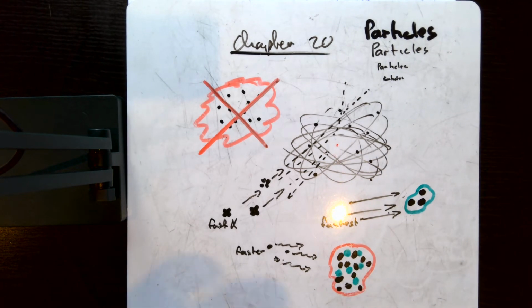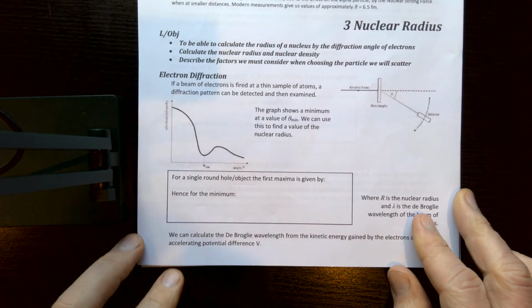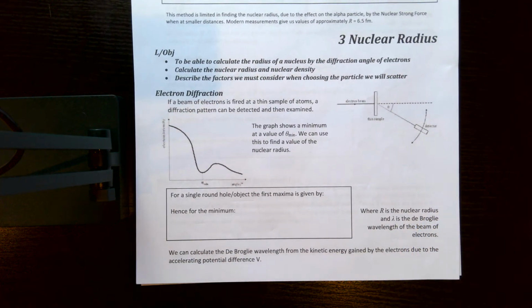So how big actually is a nucleus? What's a nucleus made of? We need to go into more depth, and this is where section 3 comes in. So there are different, better ways of finding out about the size of a nucleus.